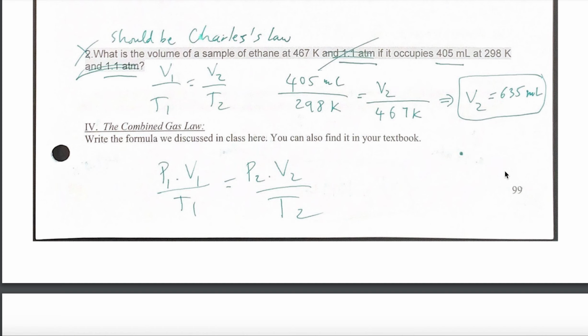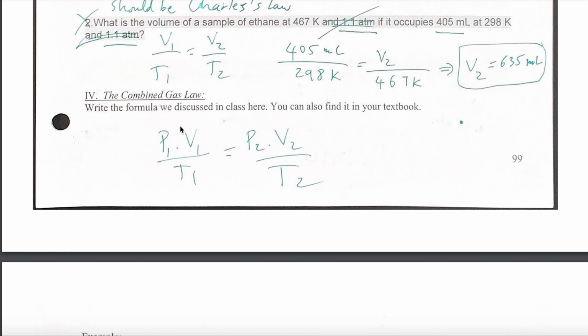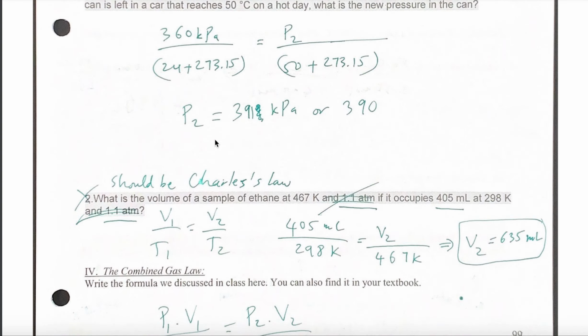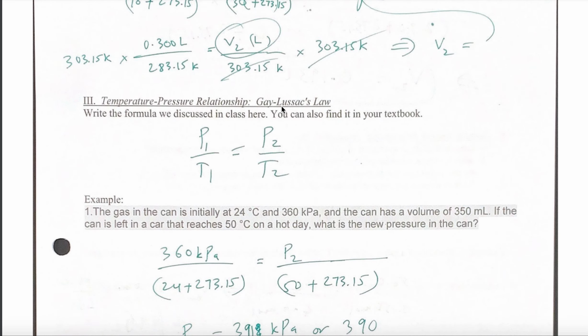Okay, now if you combine all those laws together, you will get what we call the combined gas law. P1 times V1 over T1 equal to P2 times V2 over T2. If you take away any of them, if you take away temperature, you get yourself Boyle's law. If you take away pressure, you get yourself Charles' law. If you take away volume, right here, you get yourself Gay-Lussac's law.